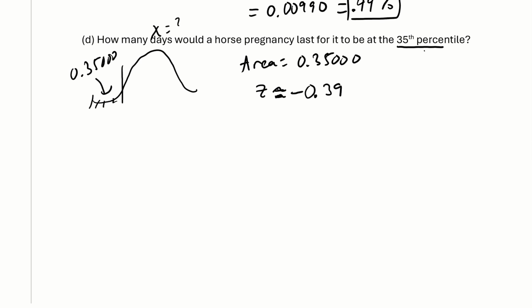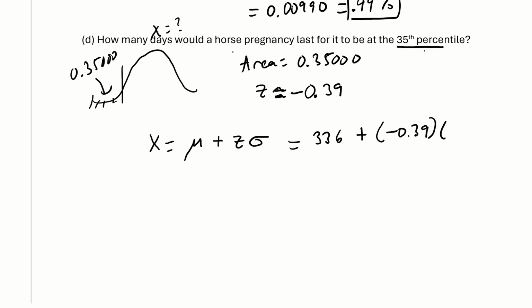And now, how many days? So they're looking for x. So this is an x equation. So x equals mu plus z sigma. The mean is 336 days for the horse pregnancy. The z we found just now. The sigma they told us was 6 days for the pregnancy, for the standard deviation. And we do the math. We get about 333.66 days.